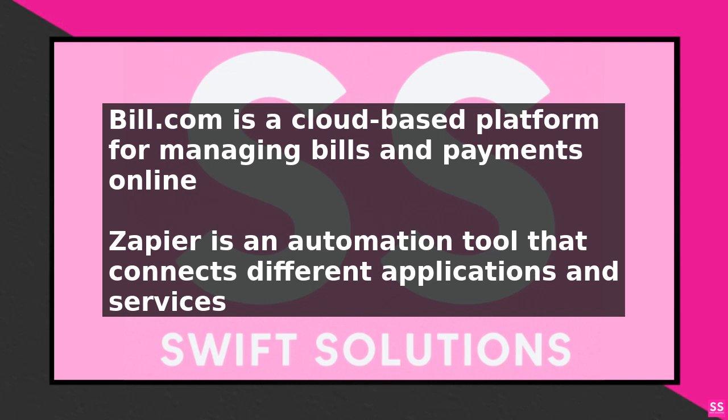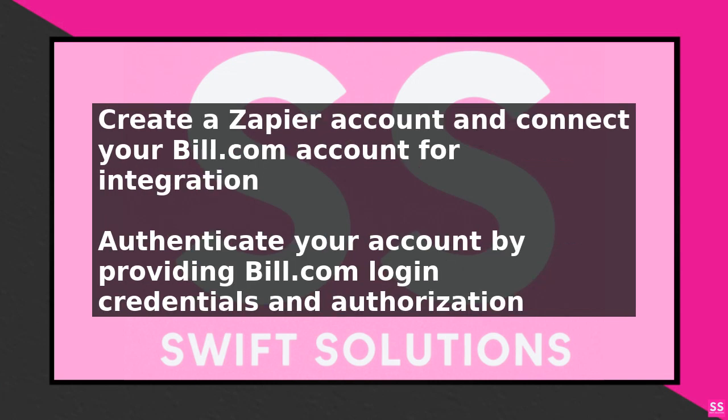First, create a Zapier account and connect your Bill.com account by navigating to the Zapier dashboard and clicking on Connect Account. Search for Bill.com and follow the prompts to authenticate your account. You will need to provide your Bill.com login credentials and authorize Zapier to access your account.